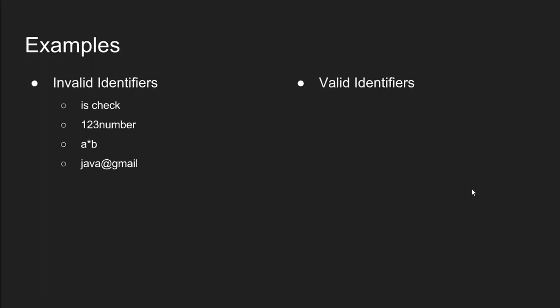Now examples of valid identifiers, because at the end of the day we are interested in valid things. is_check is valid because it uses an underscore to connect words. isCheck is also valid because it uses camel case to connect words. a_mult_b is valid. Java_mail is also valid.